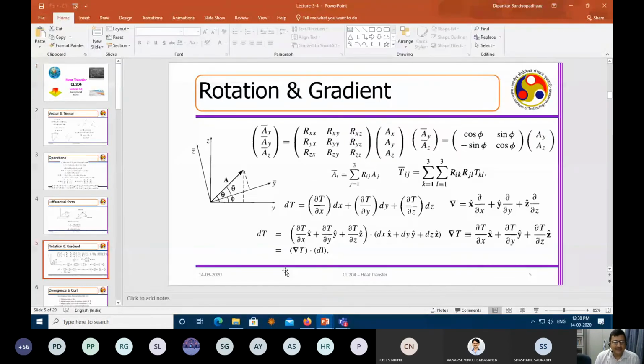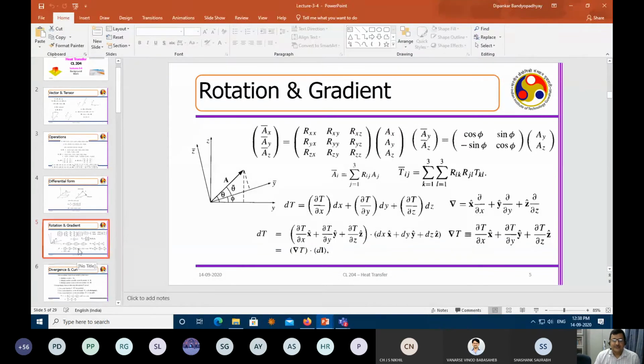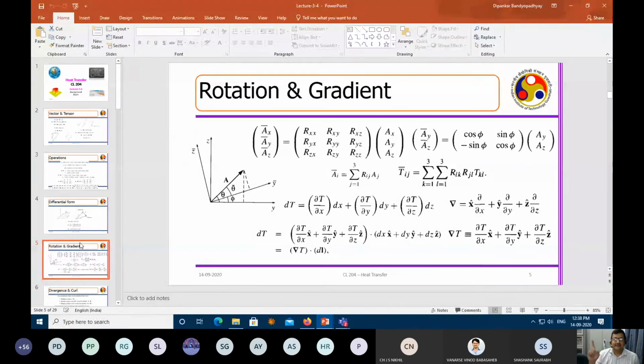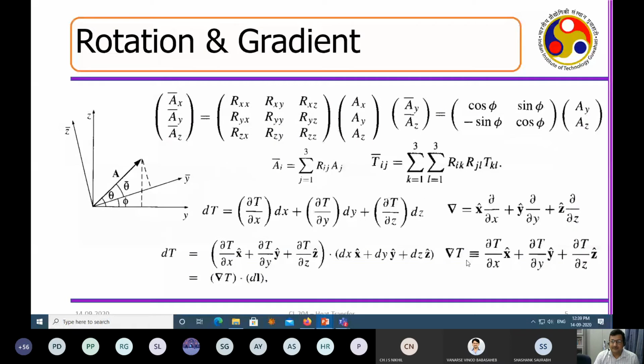So I make life a little bit more complicated from here. Now I understand what is a vector, what is an index notation, how I express a vector in index notation, how I carry out dot product, how I carry out cross product, and what a gradient operator is. Now the beauty of the game is that temperature is a scalar property, but the gradient is a vector property. So when I operate gradient on temperature, I convert the scalar into a vector, which is the gradient of T, which is the driving force.